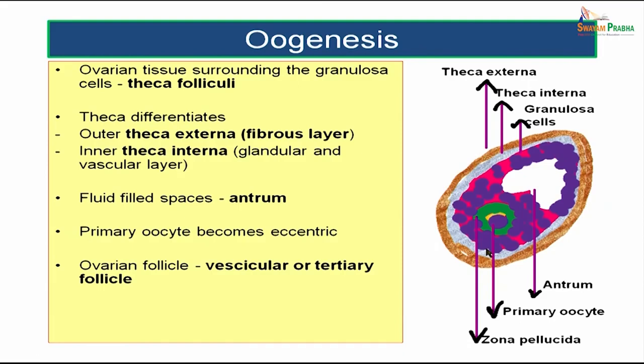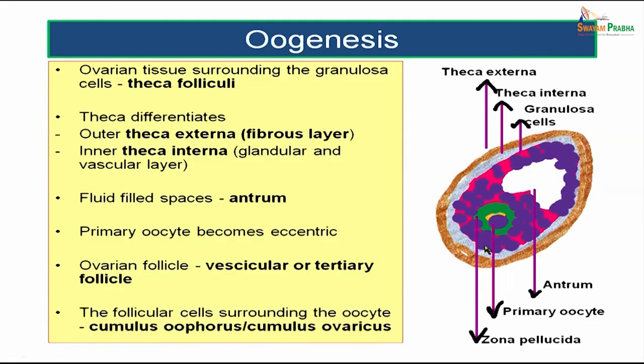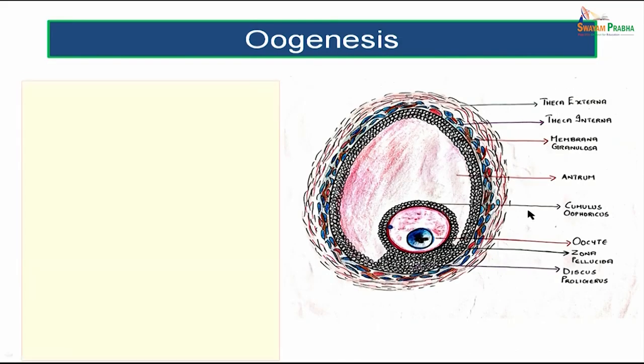And the ovarian follicle will now be called a vesicular follicle or a tertiary follicle. So the tertiary follicle will have a cavity within it. Now the follicle cells surrounding the oocyte will be renamed as cumulus oophorus. These cells surrounding the oocyte are known as cumulus oophorus or cumulus ovaricus.